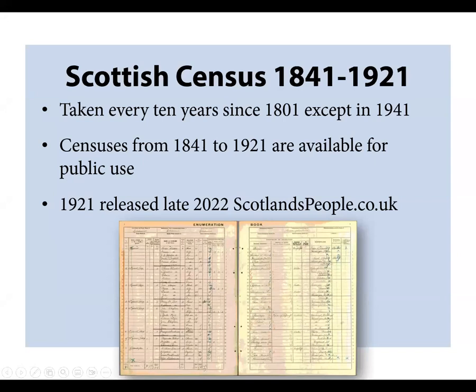Scottish census, 1841 to 1921. Just late last year, in 2022, the 1921 census was released. In Scotland, they were taking a census every 10 years since 1801, except for 1941 during World War II. Unfortunately, the pre-1841 censuses are pretty sparse. They do exist for some places, but not for all.